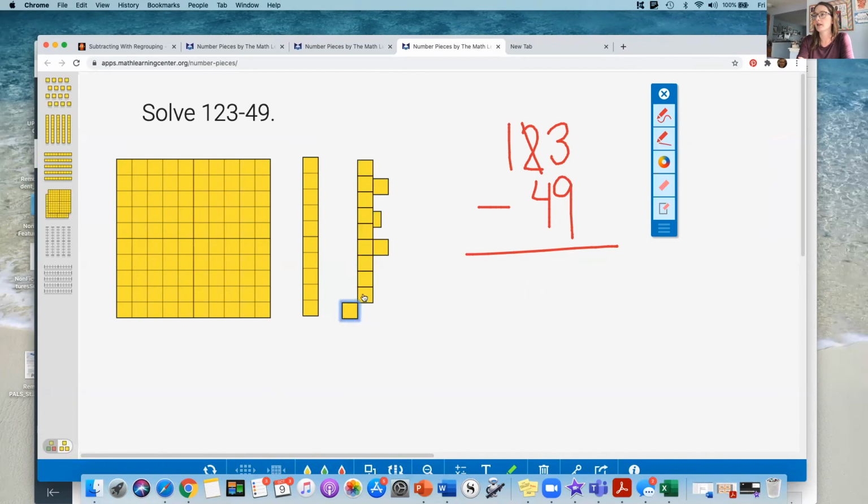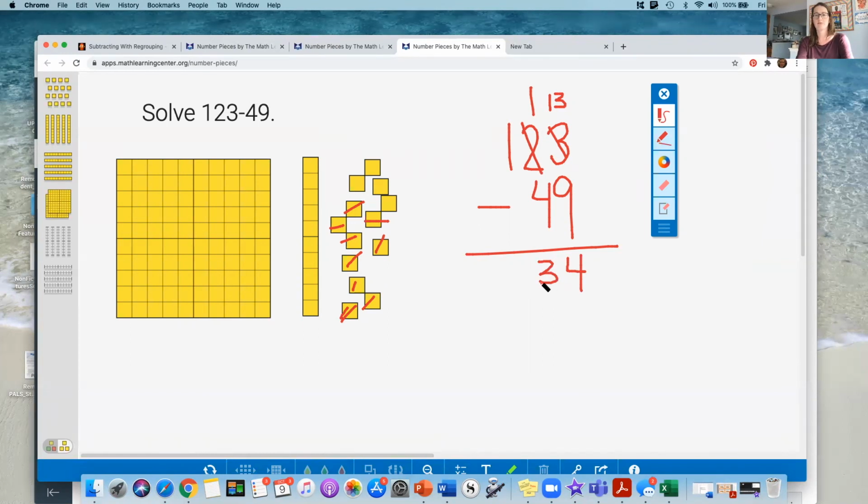All right, cool. Now, how many ones do I have? I had 3, and now I have 10 more. So now I have 13 ones. And I knew this number was going to change also. I don't have 2 tens anymore. I only have 1. All right, 13 minus 9. 1, 2, 3, 4, 5, 6, 7, 8, 9. Looks like I have 4 left. 1 minus 4 is 3.